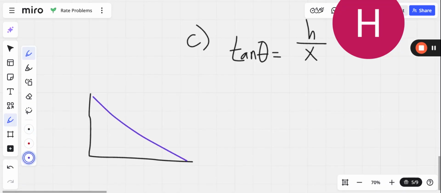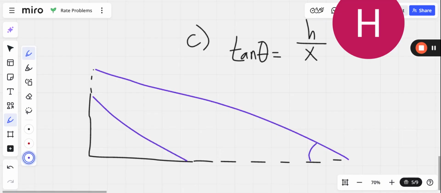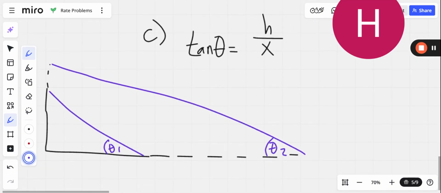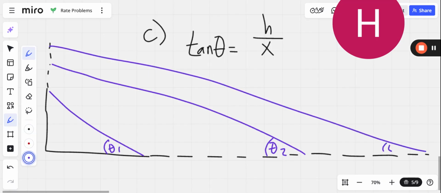So at one moment we have that, but as time goes on, and this guy goes much further, you'll notice that this angle is obviously much different than this angle. Call this theta 1, theta 2, and as the dude keeps going out, that angle is getting smaller, right? Because the balloon's only going up 1 foot, but this guy's moving way further forward. So this angle is changing over time. It's getting smaller. That should make sense.